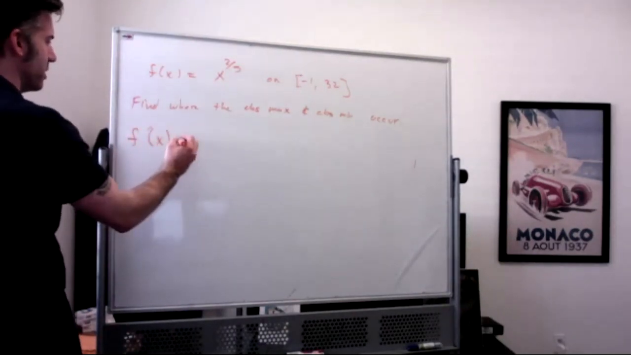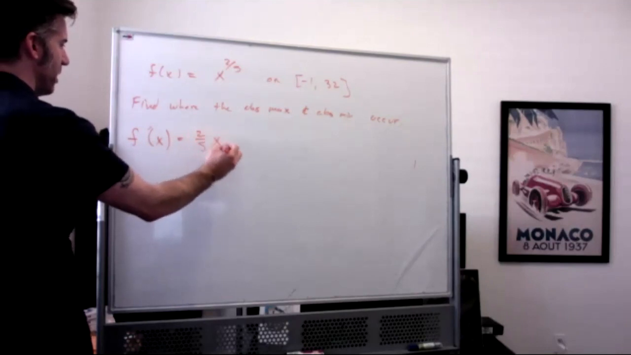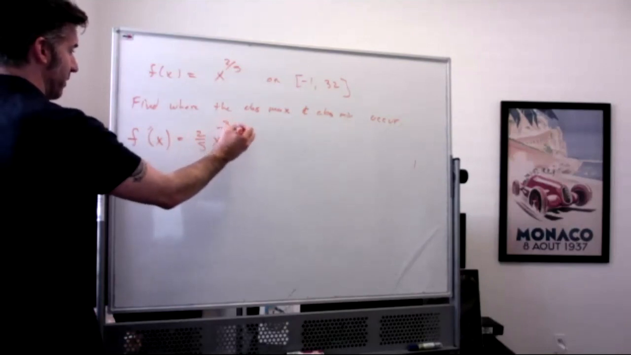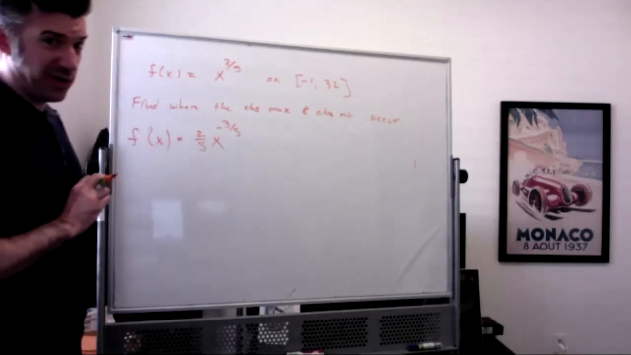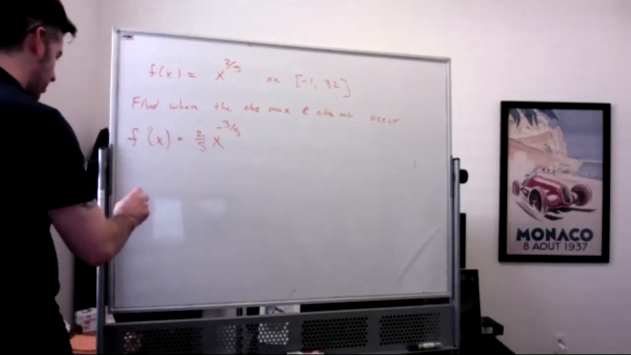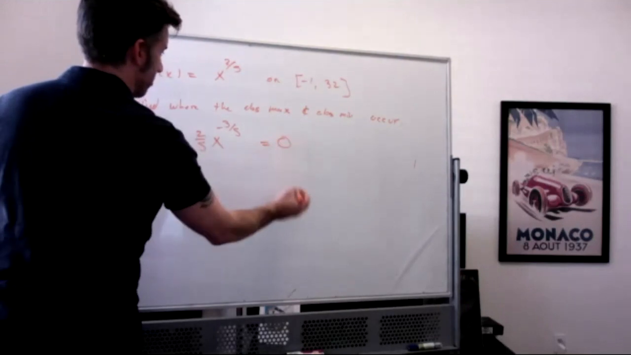F prime of x is 2/5 x to the -3/5. All right, I'm going to ask kind of a trick question. Where is this equal to 0?